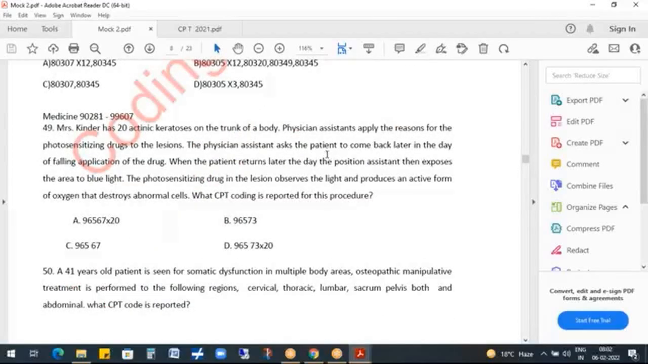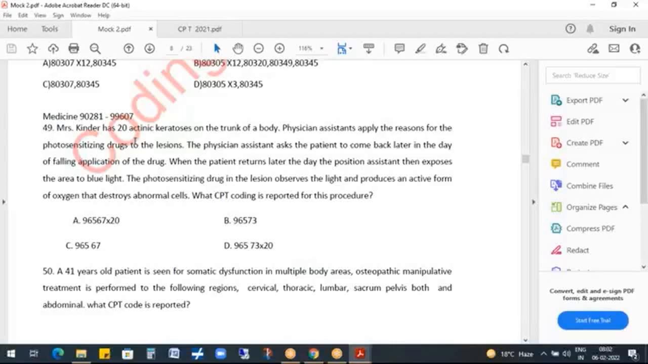Okay, next one. Question number 49. Who has a doubt on 49? What is the doubt here? One is times 20, there is 96573, 96567, 96573. Actinic keratosis, yes, here.